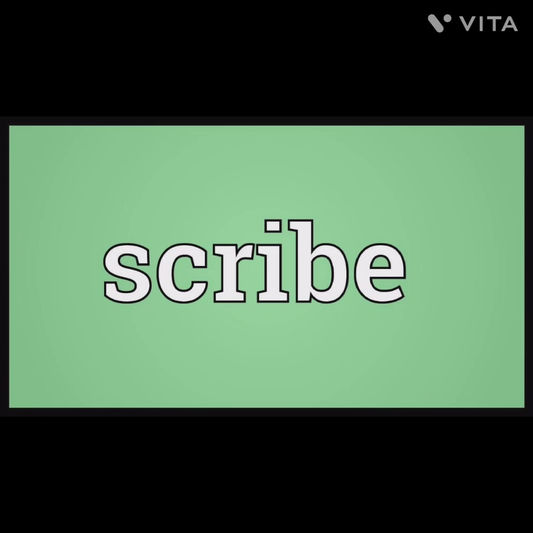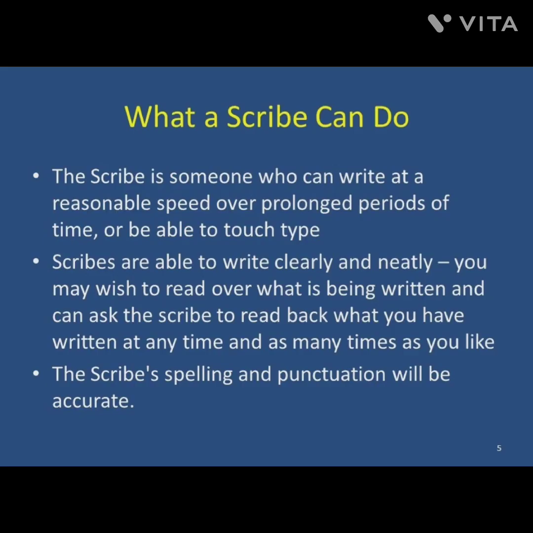Okay, scribe. What can a scribe do? The scribe is someone who can write at a reasonable speed over prolonged periods of time or be able to touch type. Scribes are able to write clearly and neatly. You may wish to read over what is being written and can ask the scribe to read back what you have written at any time, as many times as you like. The scribe's spelling and punctuation would be accurate.